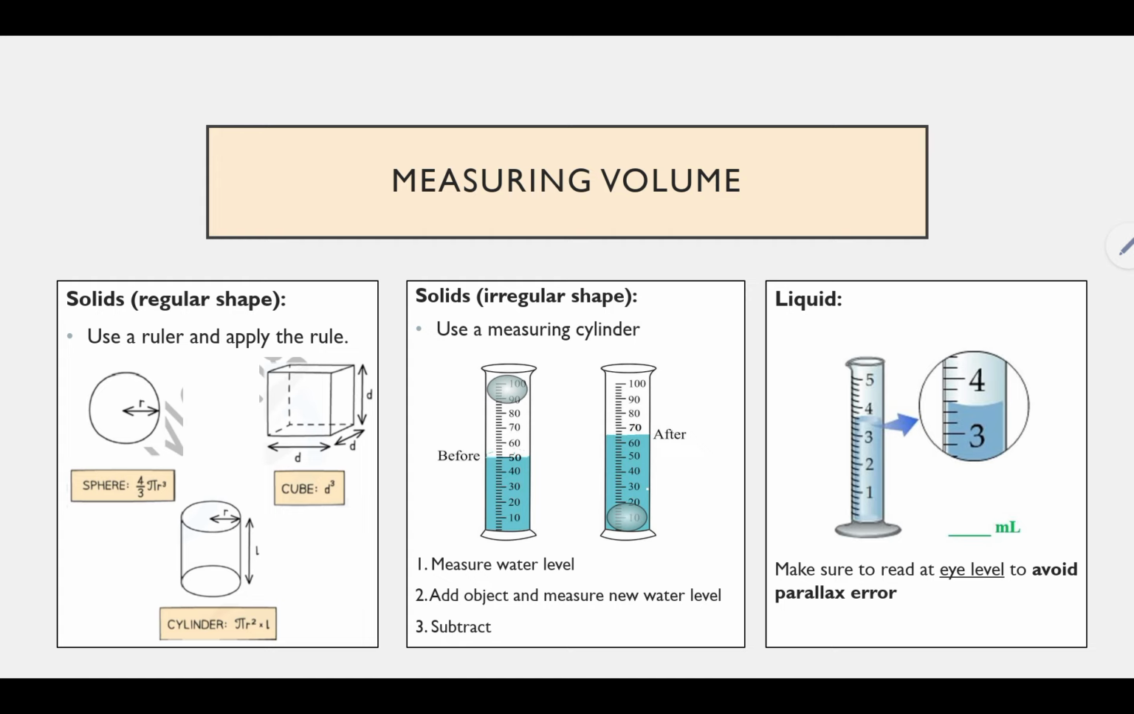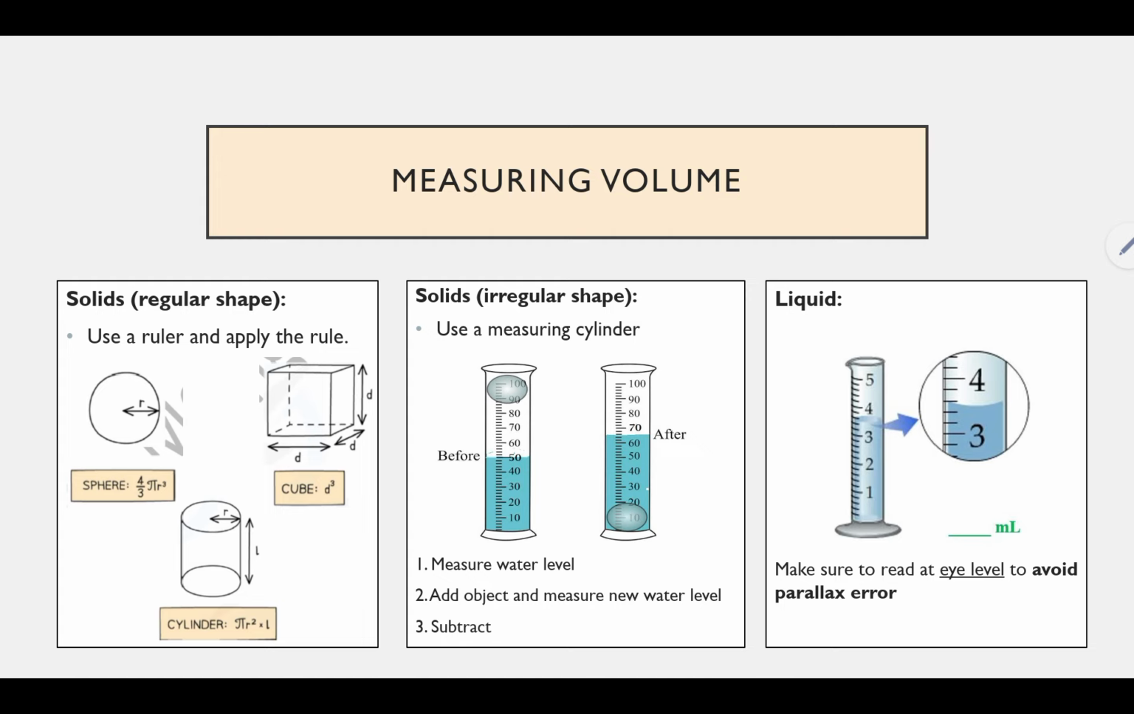Last thing we need to know is to measure the volume of a liquid. And this one could be very easy, but it has a little bit of a trick. When reading the volume of a liquid in a measuring cylinder, you have to make sure to read at eye level to avoid parallax error. What's parallax error? It's the error that results due to reading from a wrong angle.